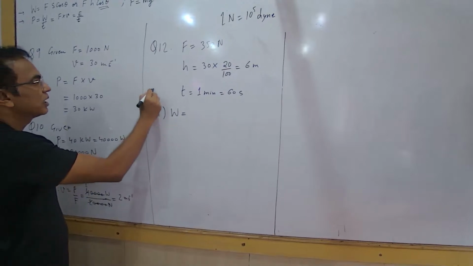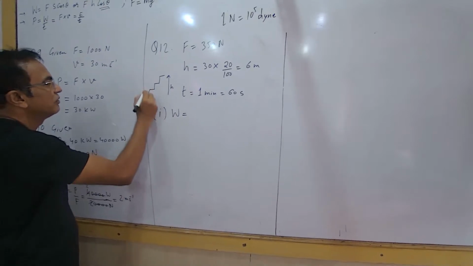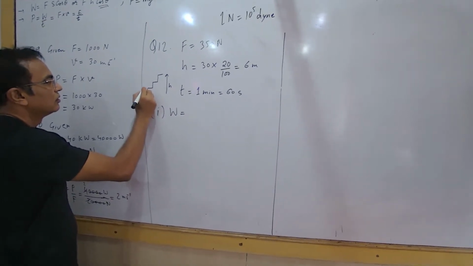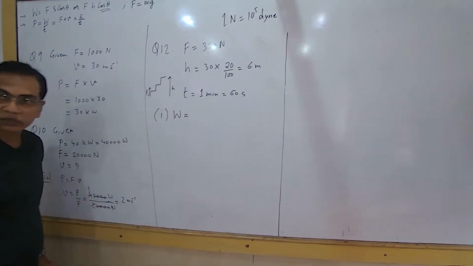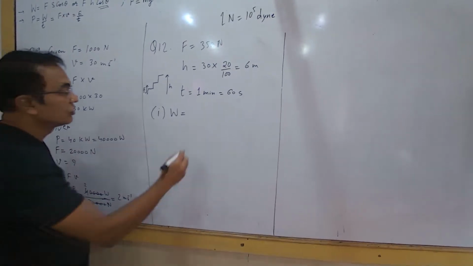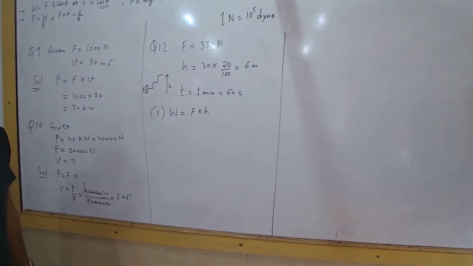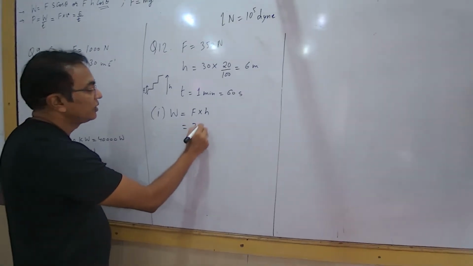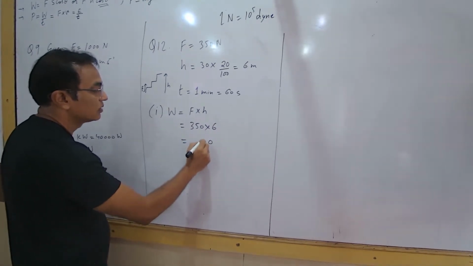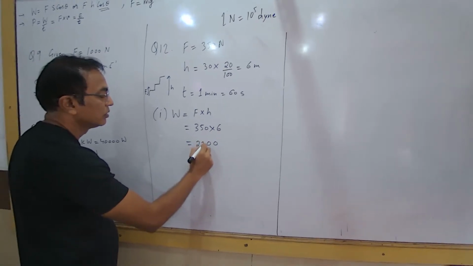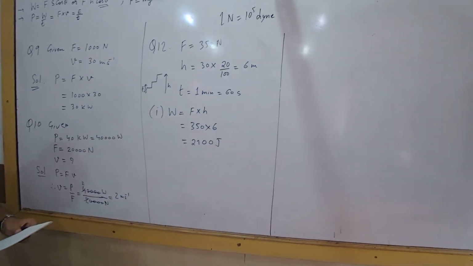The boy is climbing up, right? So what is the height reached? And he is lifting his weight. The force is also going up only, no? So the angle is 0, cos is 1. So it is F into H. No need to mention cos theta because theta is 0 in this case. So 350 into 6, which is 2100. So the work is 2100 joule.